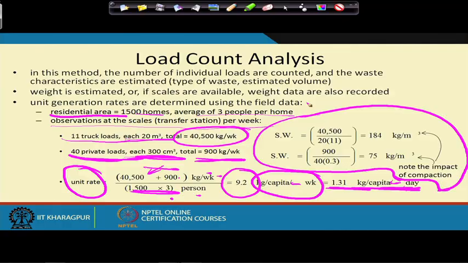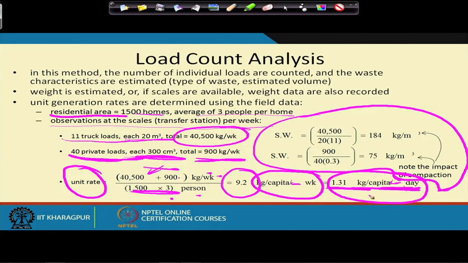Because once we know this number, and we know the population, we can find out how much waste is produced per day. Based on that, we know how much waste will come to my compost plant, my waste to energy plant, and my landfill. If I'm designing a compost plant, waste to energy plant or landfill for a period of 20 or 25 years, I know how much waste will come over that period. Of course, the generation rate will change, and we have to factor that in. Population will change, and we have to factor that in also.